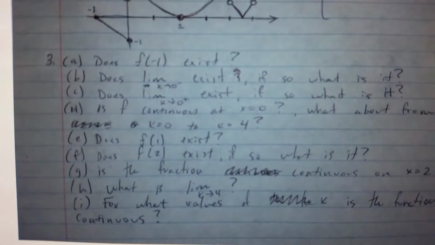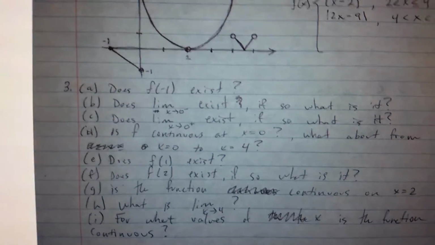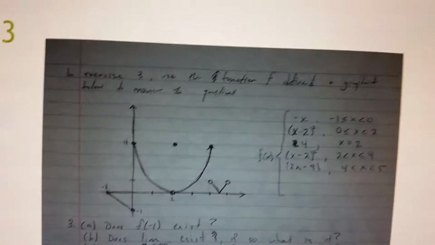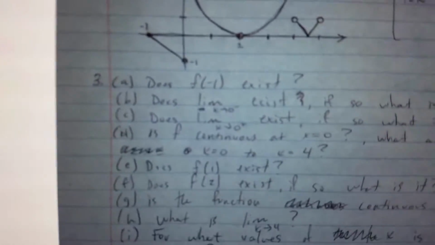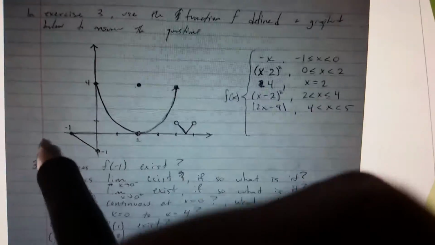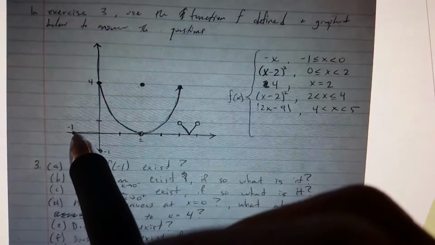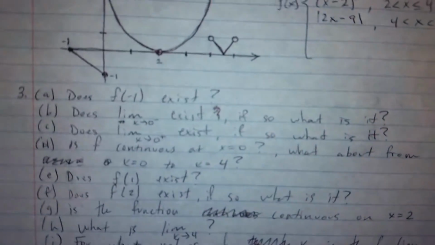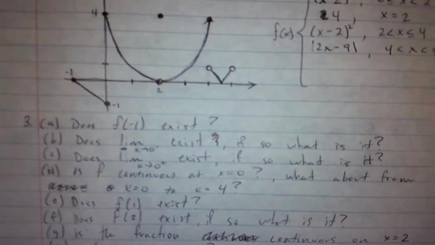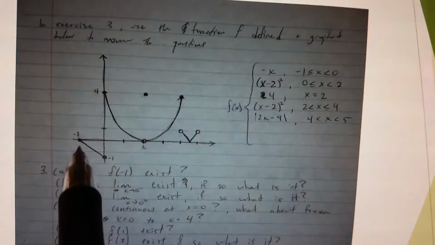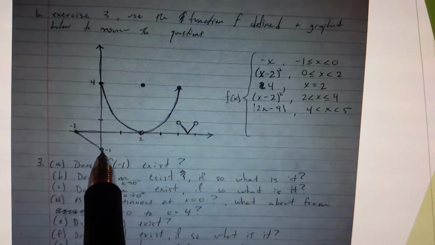Third problem is a piecewise function with multiple questions asking whether the limits and values of specific y values exist. So our first question is, does f of negative 1 exist? We can see here simply that f of negative 1 does exist. It is filled out and it is 0. Next question, does the limit as x approaches 0 from the left exist? If so, what is it? From the left, x approaches 0 right here, and you get negative 1. So yes, it does exist and it's negative 1.